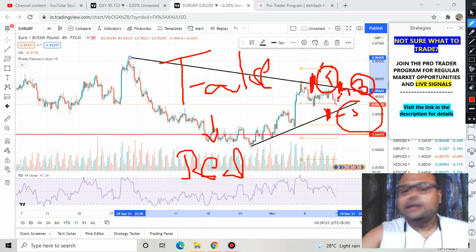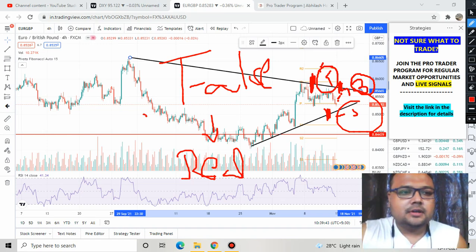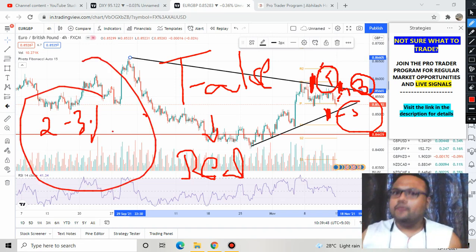Whatever you do, please follow proper risk management. This is my analysis, and I can be wrong as well, and for my wrong analysis you should not be losing your whole money. So do not risk more than 2 to 3% of your trading capital, and please use proper risk management.